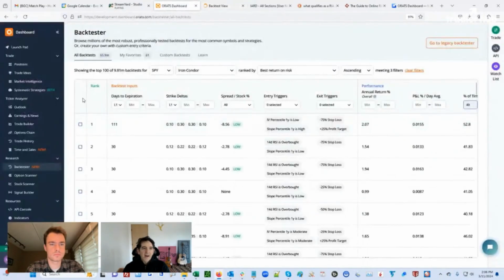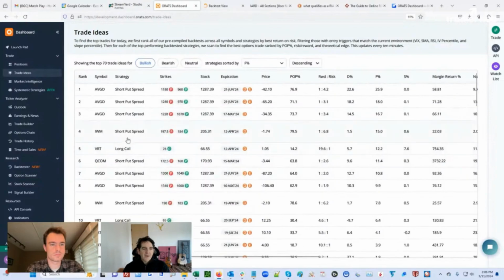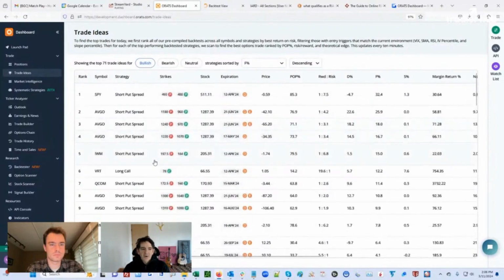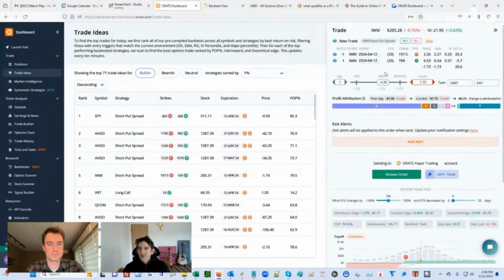So then I would go back to the backtester, to our trade ideas, and look at what, if you click on it now, we have the short put spread that we're looking to trade today. That's based on that backtest. Anything you want me to clarify or slow down or go back to on that, Tyler?